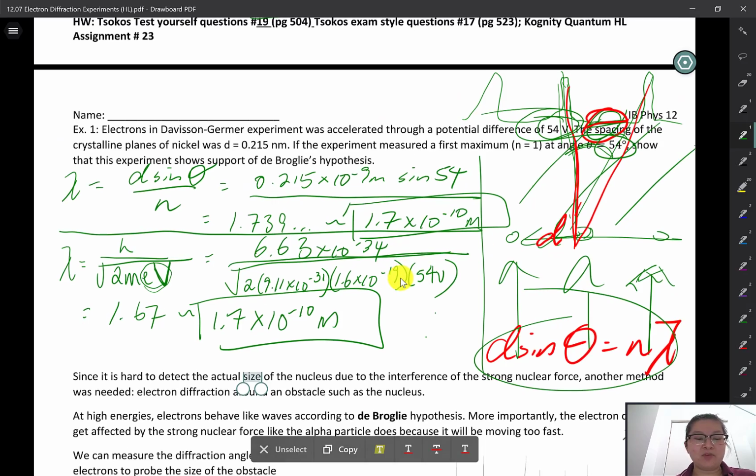So, next up, in the next video, we are going to show how, using the electron diffraction experiment, we are able to help us measure, as close as possible, the size of a nucleus, which Rutherford could not do.